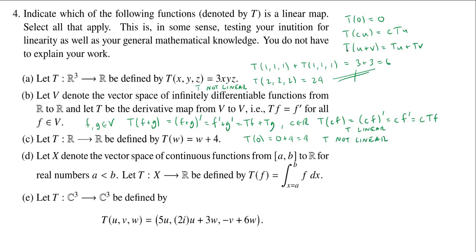All right, let's go on to D. D, we have a vector space of continuous functions, we'll call it x, from the interval [a, b] to the real numbers, where here a is less than b. So you don't get some weird thing like the closed interval from 5 to -2. Okay, and now we're going to define a map from this space of continuous functions to the reals.